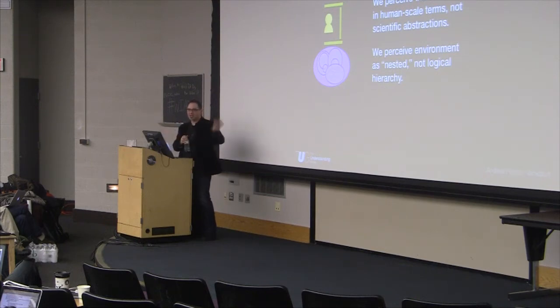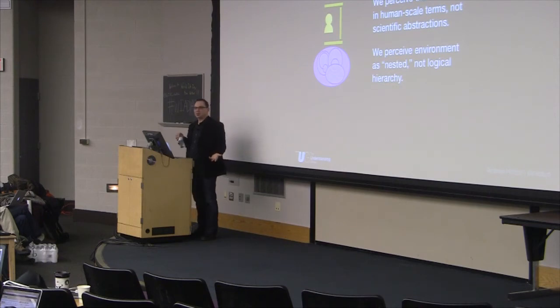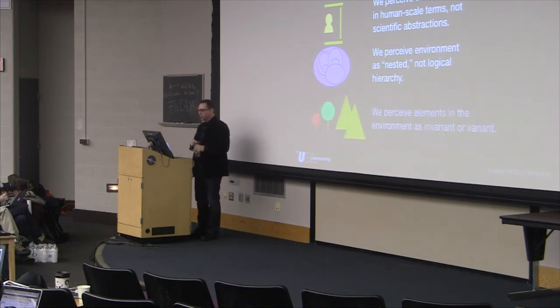I might get into a cave and think, oh, this is great, now I'm inside somewhere. But then once it starts raining, I realize it's very leaky, and now I feel like I'm outside again. My environment's nestedness can be somewhat fluid. Although we do perceive elements in the environment as invariant or variant. This is another key issue.